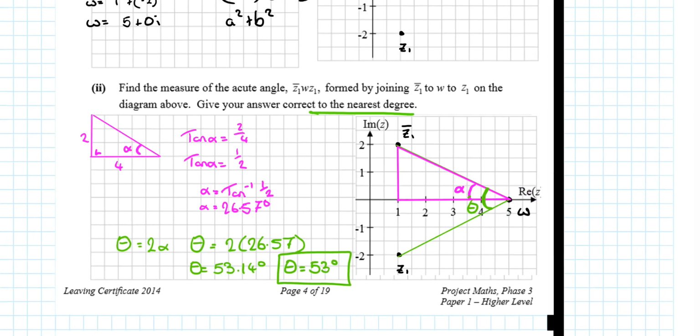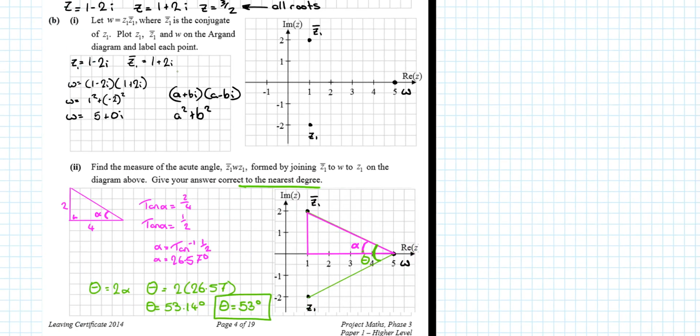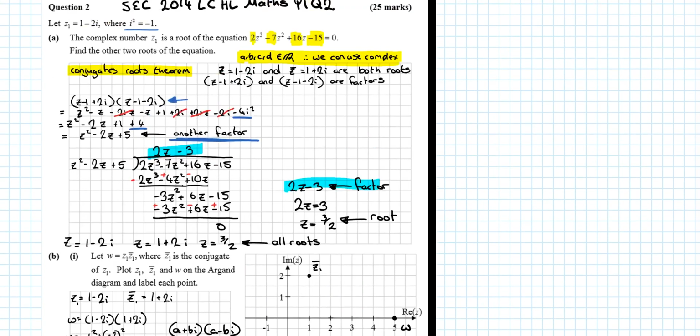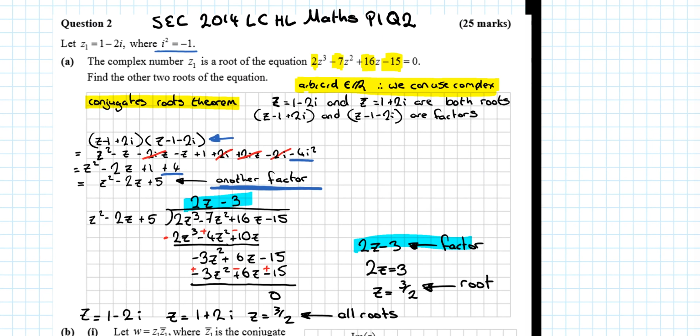Absolutely lovely question, to be honest. Everybody should definitely be able to do part B1 and B2. And then I acknowledge the fact that part A is a little bit trickier. But a lot of it's just basic algebra as well. So once you slow down and don't make any silly mistakes, there's no reason that you shouldn't be able to do that kind of question.